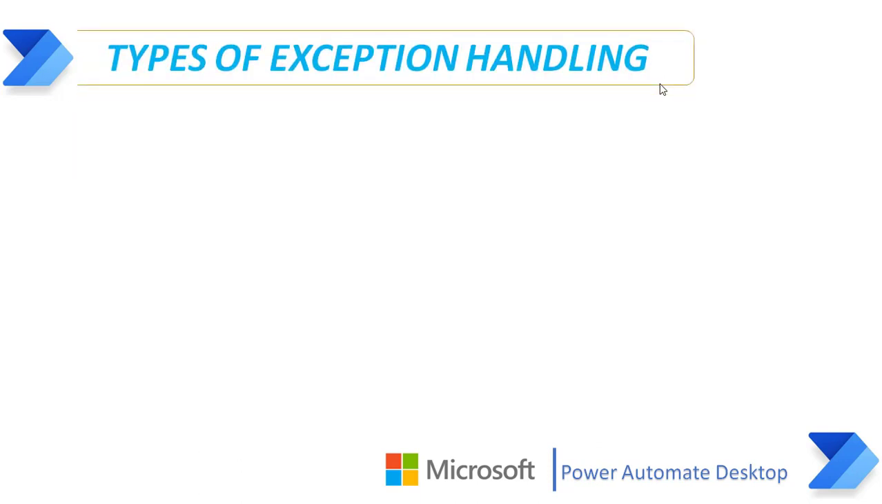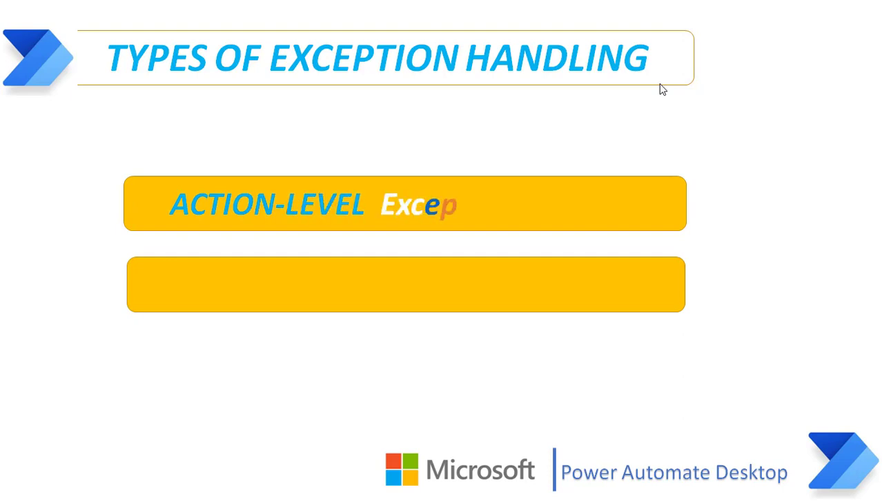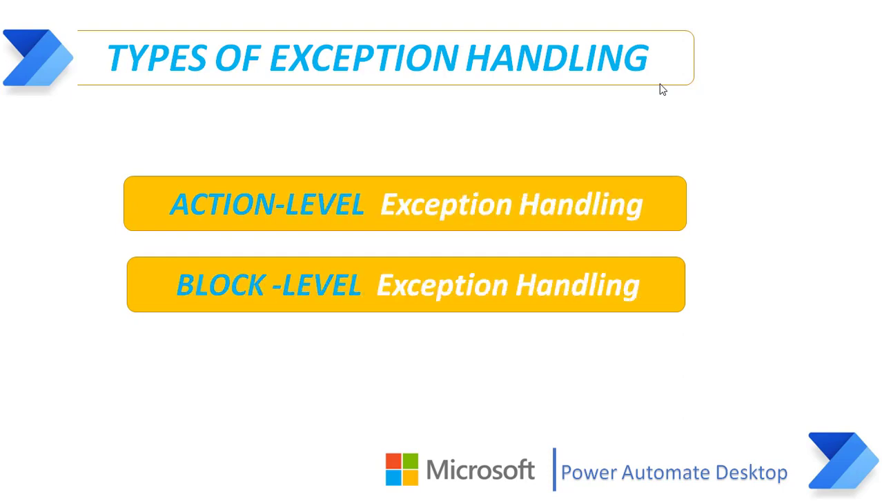Alright, there are different types of exception handling in Power Automate desktop. There are two types: one is action level exception handling, and the other is block level exception handling. We will learn about these exception handling types practically in the upcoming sessions.